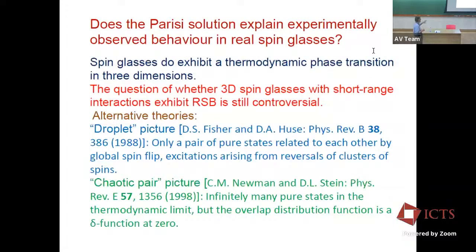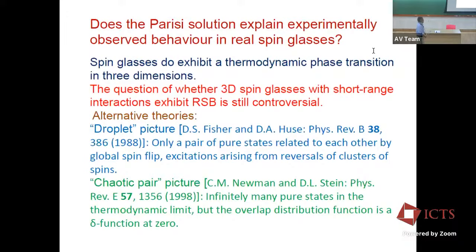So they say that the excitations will be clusters, and the excitation energy of these clusters will depend on the size of the cluster, and they assume some kind of a scaling form for the distribution of these excitation energies, which extends all the way to zero. So in ferromagnets, it will be again like it will depend on the domain wall perimeter or whatever, but here it will be some more complicated function.